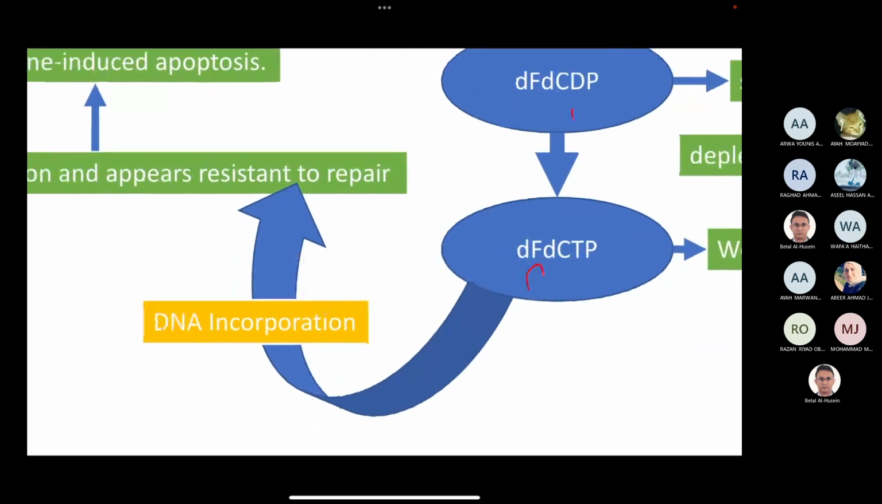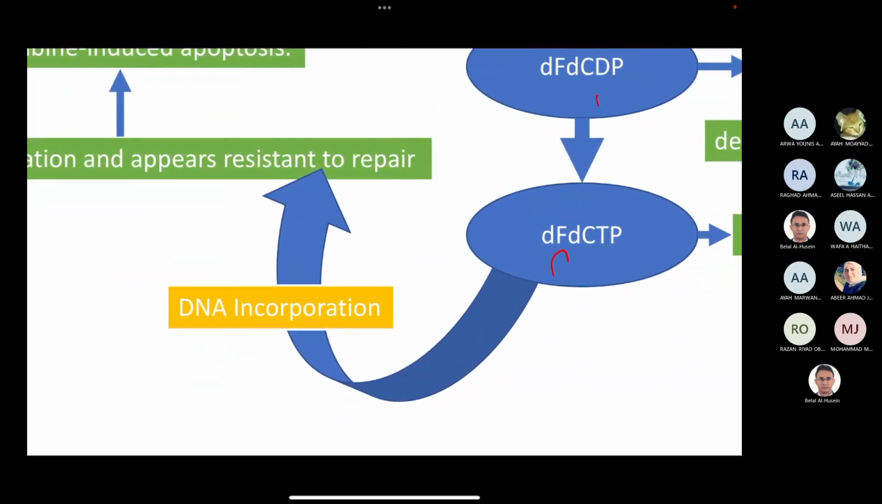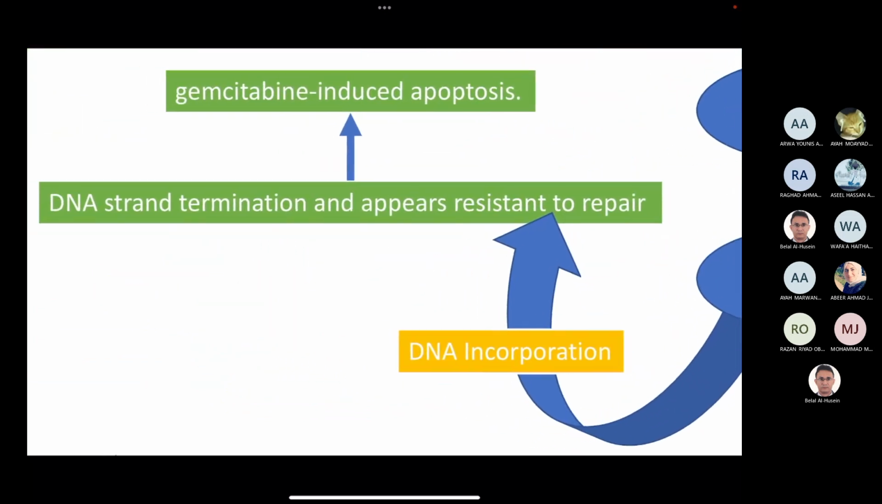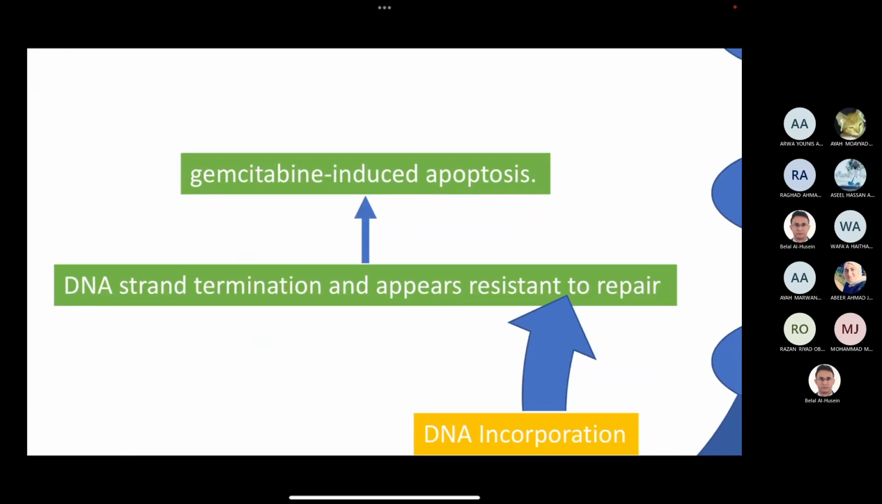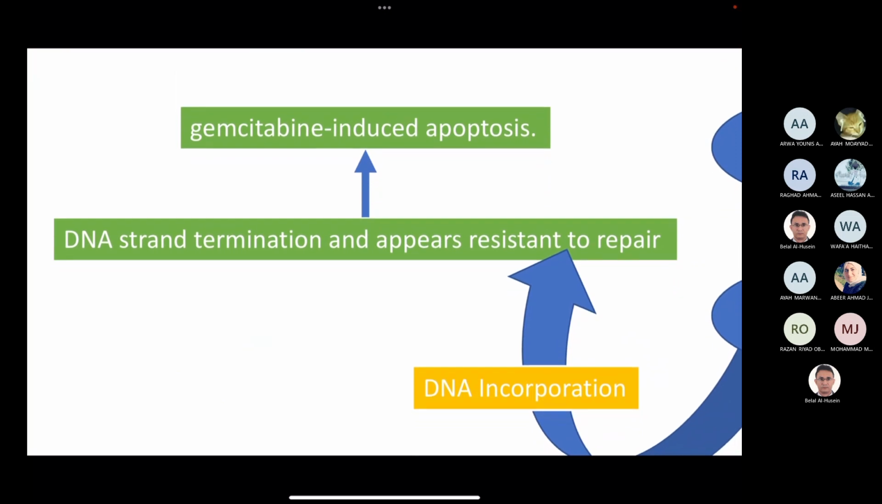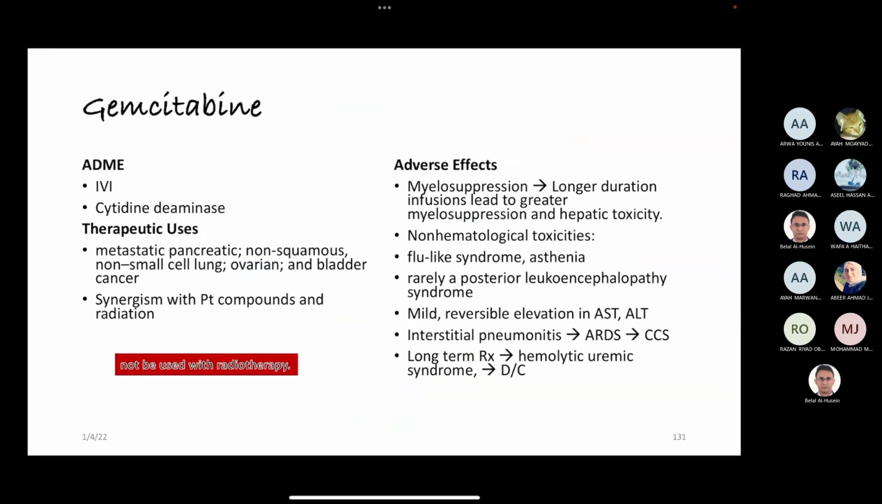In addition to that, it could be incorporated into DNA, and an abnormal nitrogen base is added, so the cells would attempt repair, but repair would not be possible, and then the cell would undergo apoptosis. So that is how it works.